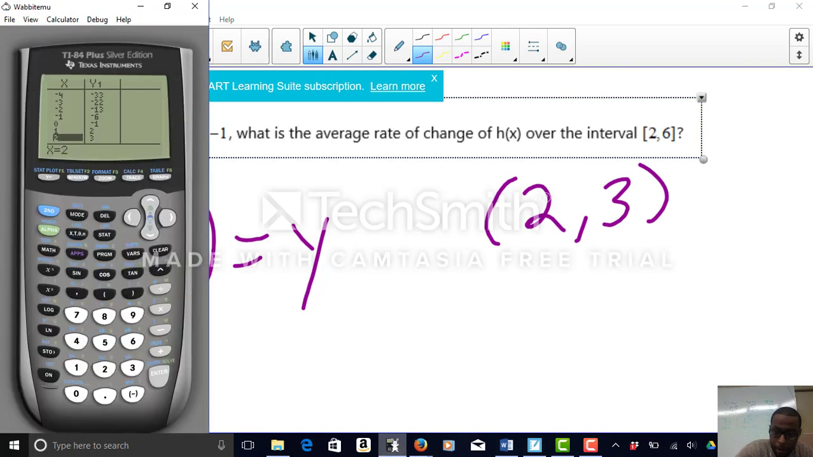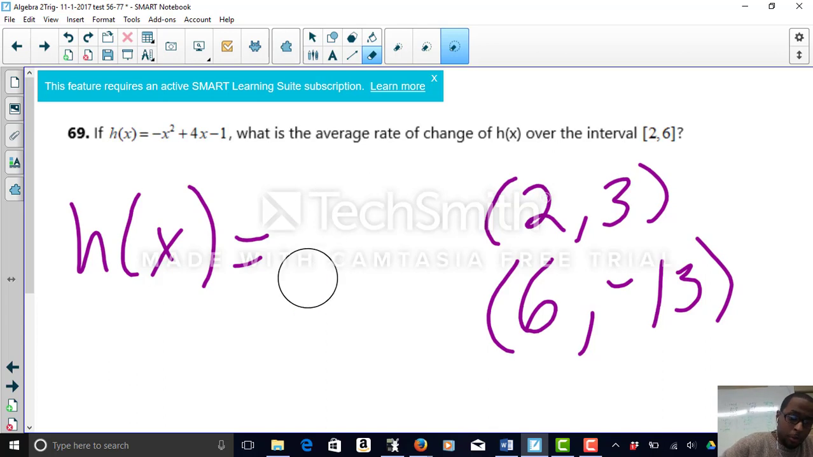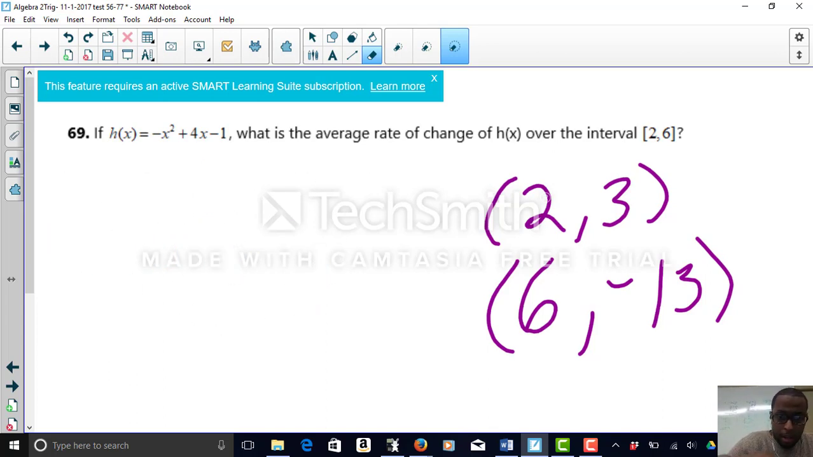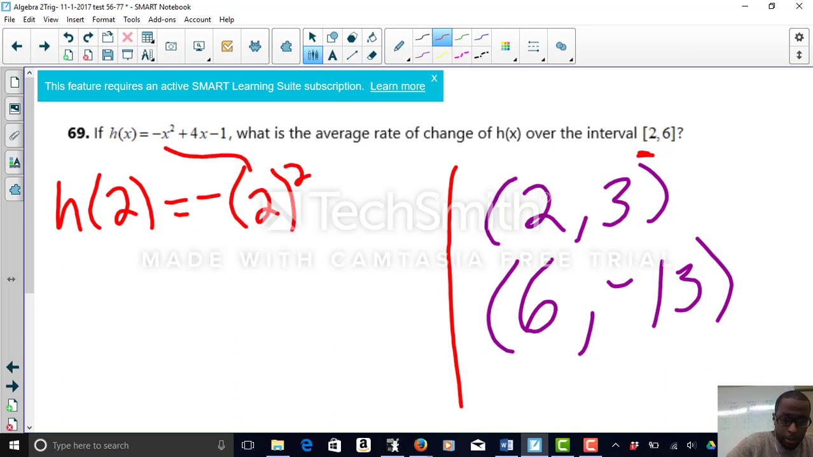I'm going to continue looking at my graph. I'm going to go to 6. And now I'm going to have 6, negative 13. If you do not have a graphing calculator tomorrow, you can do it the old-fashioned way, which is just doing the work. So if x is 2, I'll do the first one so you can see it. Then what I'm going to do is replace every x with 2. So it's going to be h of 2 equals negative parentheses 2 squared. So again, all I did was take the x and put 2 plus 4. Again, I'm going to take the x and put 2 minus 1.